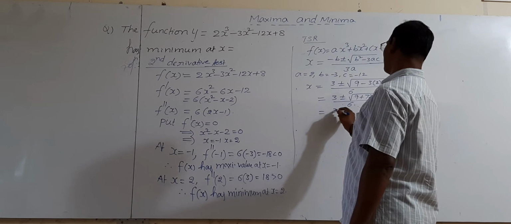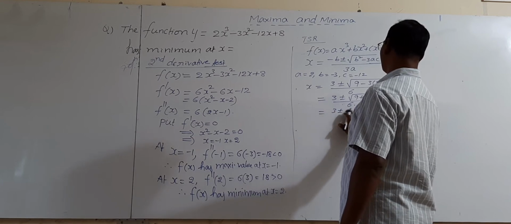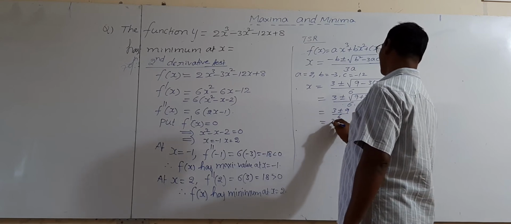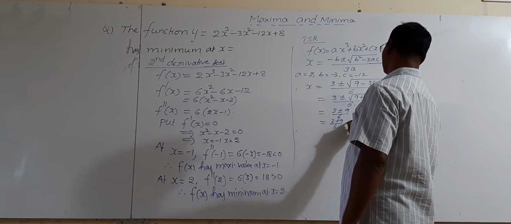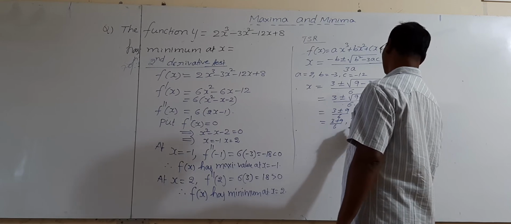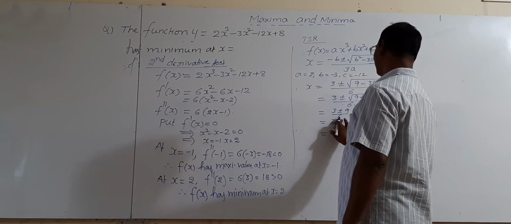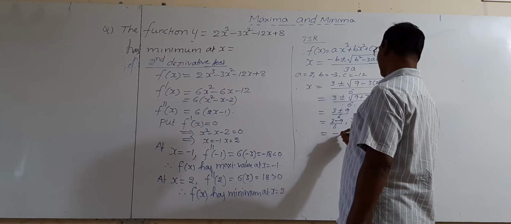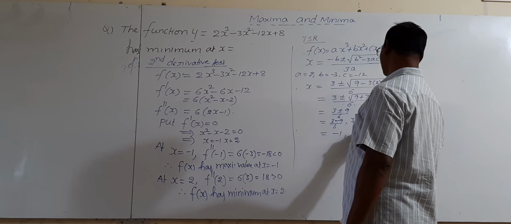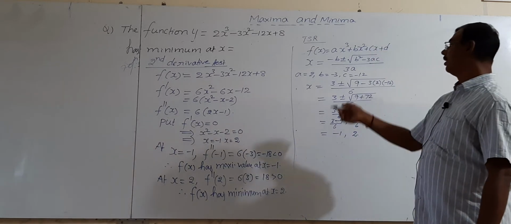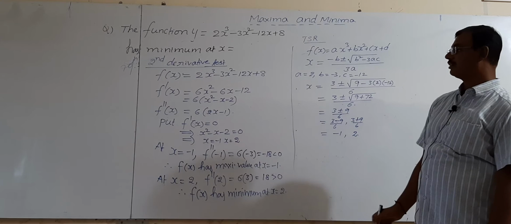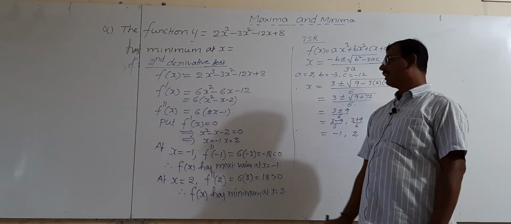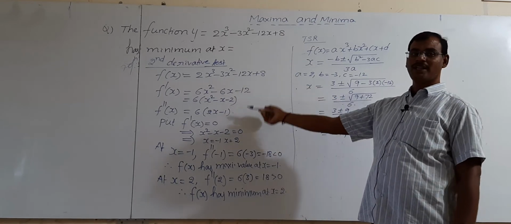This is equal to 3 plus or minus square root of 81, that is 9, upon 6. This is equal to 3 plus 9 by 6, 3 minus 9 by 6. This gives minus 1 and 2. So we got x is equal to minus 1, 2. So directly we are getting these values, x is equal to minus 1, 2, without applying differentiation.